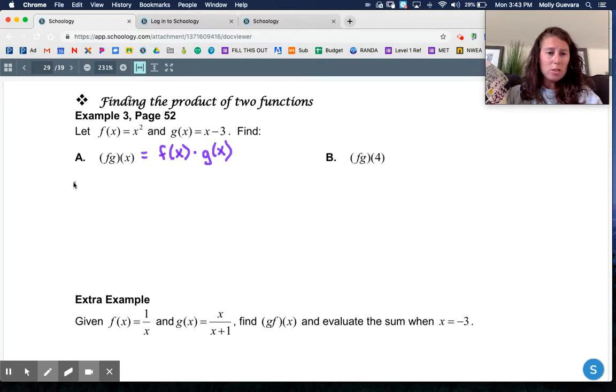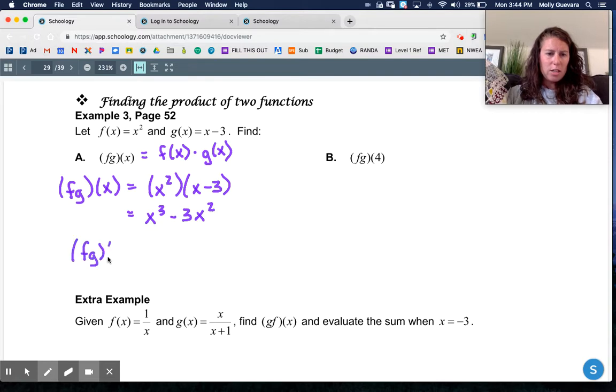Okay, so here I have f times g of x, which is f of x, which is x squared, times g of x, which is x minus 3. And I distribute, so x squared times x is x to the third, and x squared times negative 3 is negative 3x squared. So f times g of x is equal to x cubed minus 3x squared.